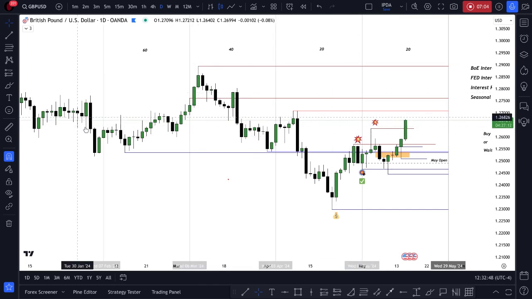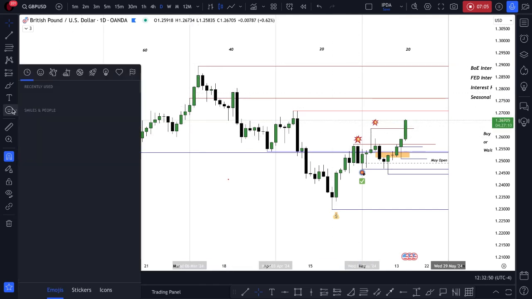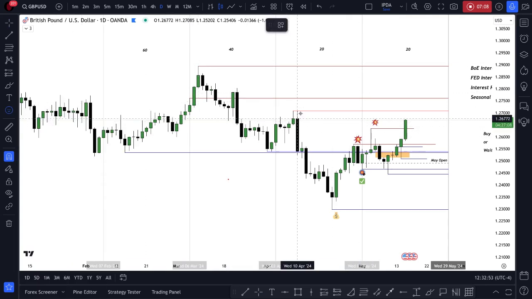I've got my eyes on this right now. This is where I would expect price to get to. When is it going to get there? I don't know, but we would eventually see it go there.